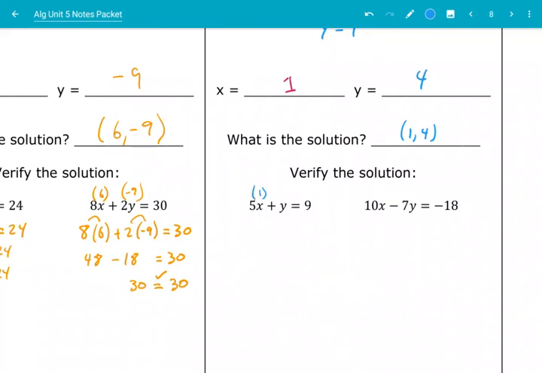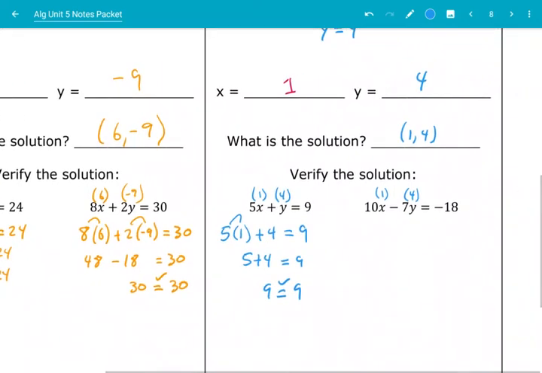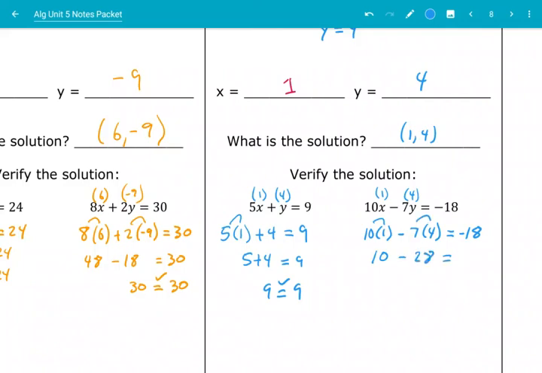Let's verify. There's a 1 here and a 4 here. So let's rewrite 5 times 1 plus 4 equals 9. 5 times 1 is just 5. Yes, 5 plus 4 equals 9. That checks out. 10 times 1 minus 7 times 4 equals negative 18. Let's see. That's just 10. That's a 28. That checks out too.